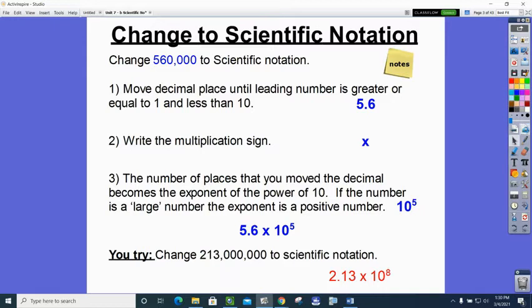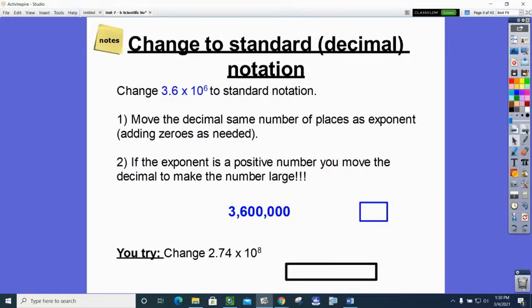All right, let's go in a different direction here. What if you have the scientific notation and you want to convert it back to standard notation? You're going to have to move that decimal the same number of places as the exponent. And because it is a positive exponent, we're going to move it to make the number bigger. So basically, I write that 36 and put my cursor in between. And then I say, okay, I've got to move that decimal.